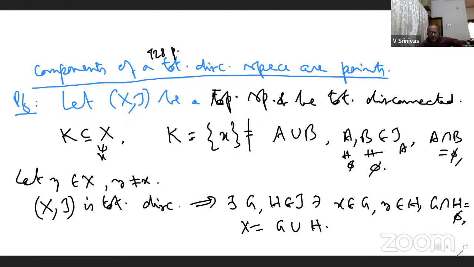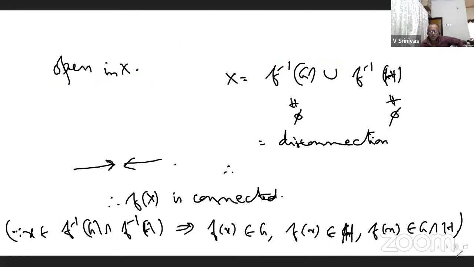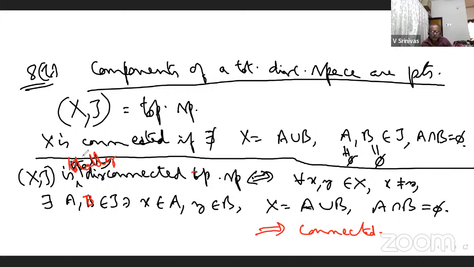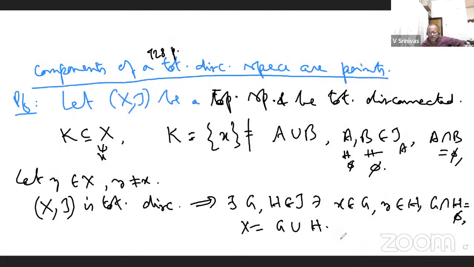How did I define total disconnection in the beginning? It is if and only if there is a disconnection, right? This X is said to be totally disconnected if corresponding to a distinct pair of elements x and y, you can find a disconnection for X. Now let us come here. Corresponding to this pair of x and y, because our space is totally disconnected, we can find a disconnection G and H such that x belongs to G and y belongs to H, and G and H are disjoint, and this is a disconnection. This comes from the definition of total disconnectedness of capital X.